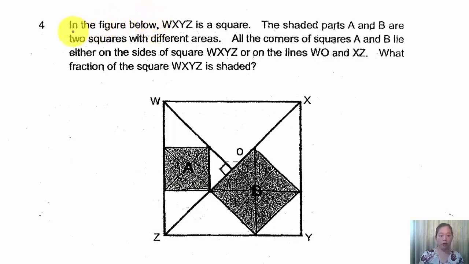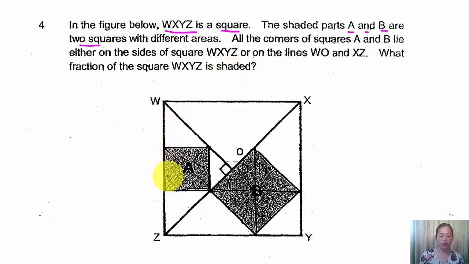Question 4. In the figure below, WXYZ is a square. The shaded parts A and B are two squares with different areas. All the corners of square A and B lie either on the side of square WXYZ or on the line WO and XZ. What fraction of the square WXYZ is shaded?